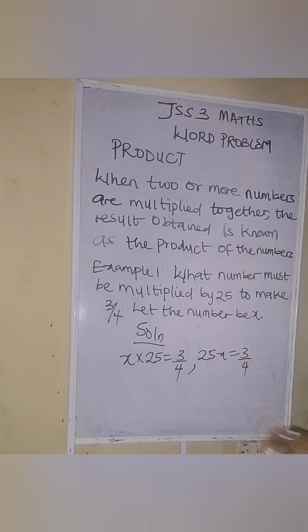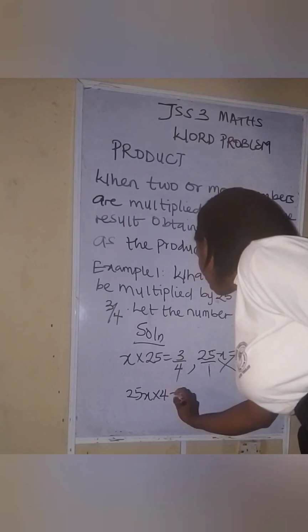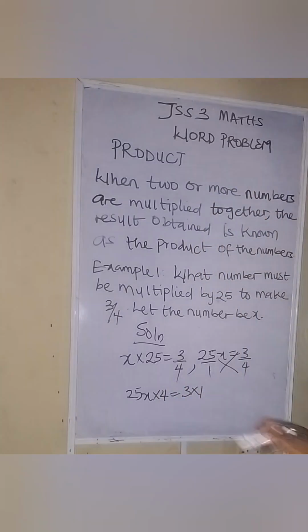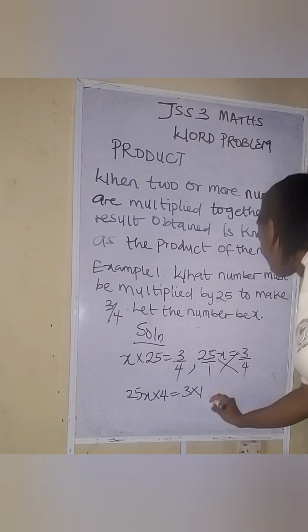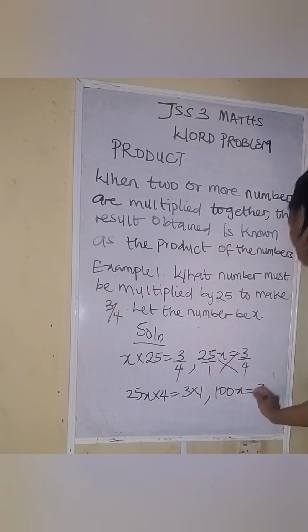So what are we going to do? We are going to cross multiply, because there's always a 1 under this 25x. We don't always show it, but it's always over 1. So this 3 will multiply the 1, and this 25x will multiply this 4. So that will be 25x times 4 equals 3 times 1. 25x times 4 is 100x, and 3 times 1 is 3. So we divide both sides by 100.